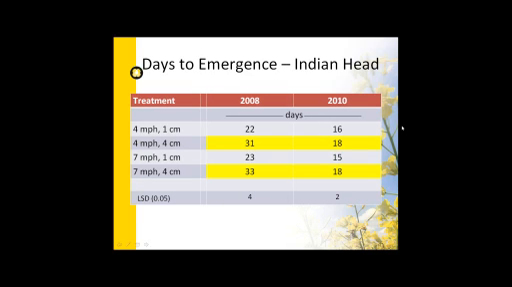We move over to Indian Head. This is where we really see some big differences by seeding deep, how much we are actually affecting our days to emergence. And I think the telltale sign here, if we look at 2008 especially, we see almost a 9-day difference going from 1 centimeter down to 4 centimeters. And then on the 7 mile per hour treatments, we're seeing almost a 10-day difference. That probably is in conjunction with the colder spring, the colder soils, which typically results in slower germination and emergence.